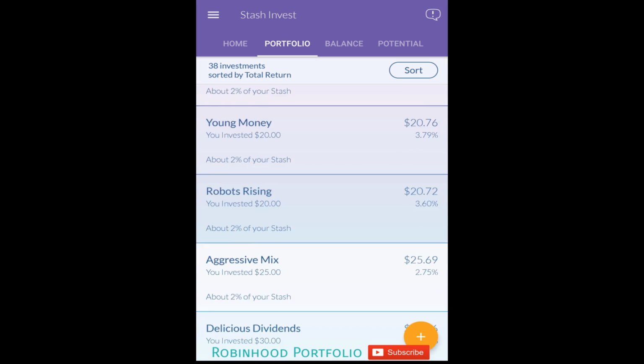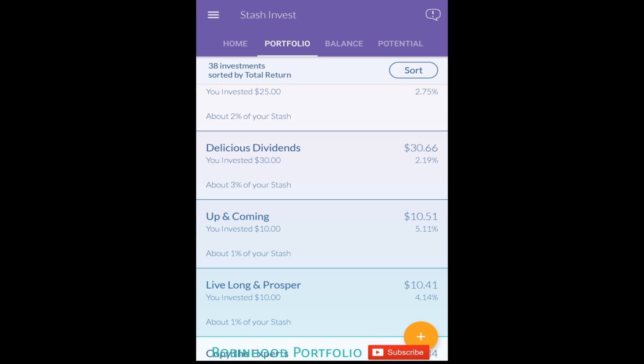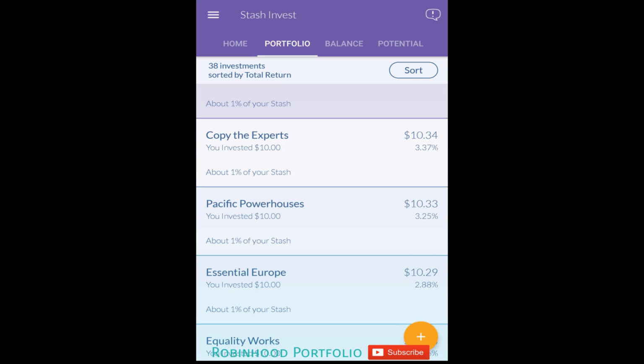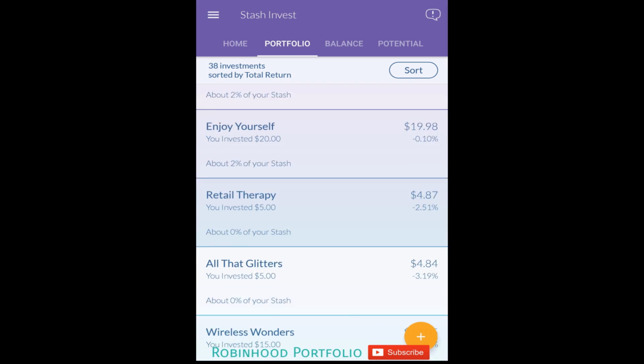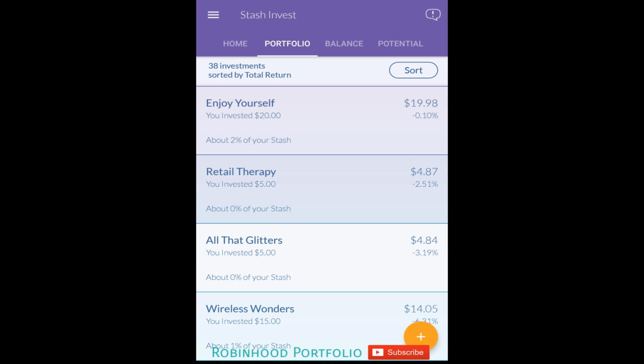But you can see here I have bought all 38 to kind of give you guys a sense of what kind of performance you can expect from these different investment options. And there's definitely some here that are not performing well. You can see on the bottom there, Wireless Wonders down 6.31%.